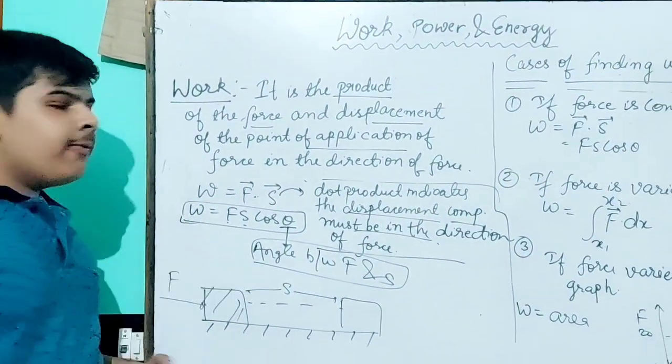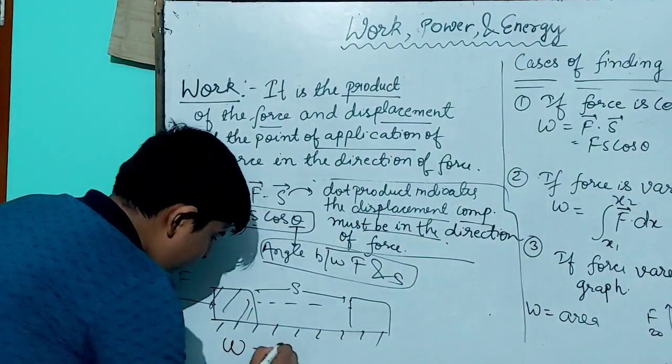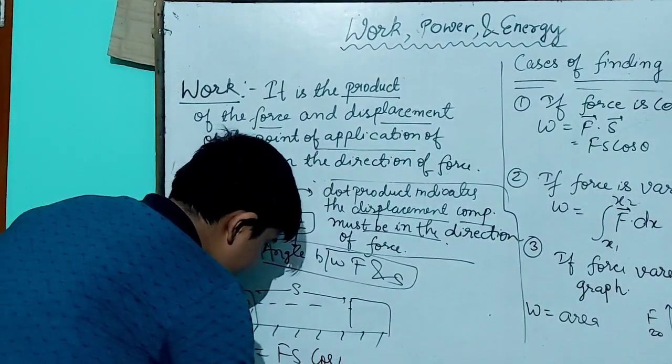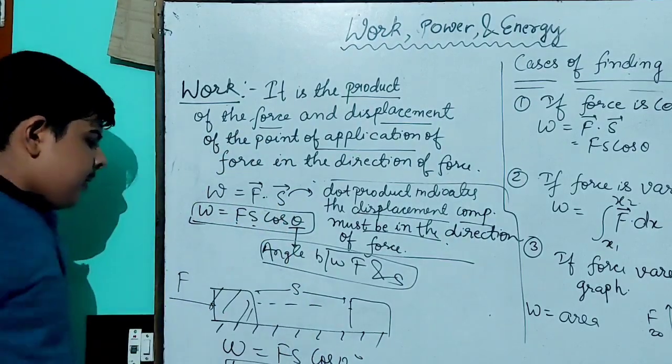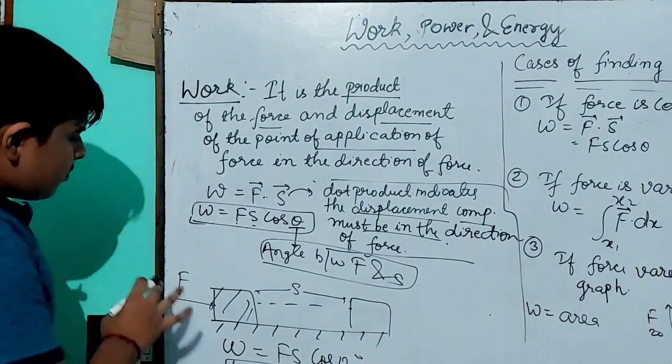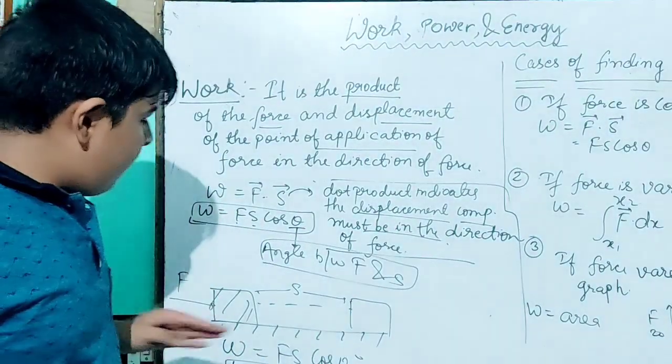So we know that the value of cos 0 degree is 1. So work is equal to F s cos 0 degree, that is work is equal to F into S. This is the concept of finding the work done when the force is in the direction of displacement.